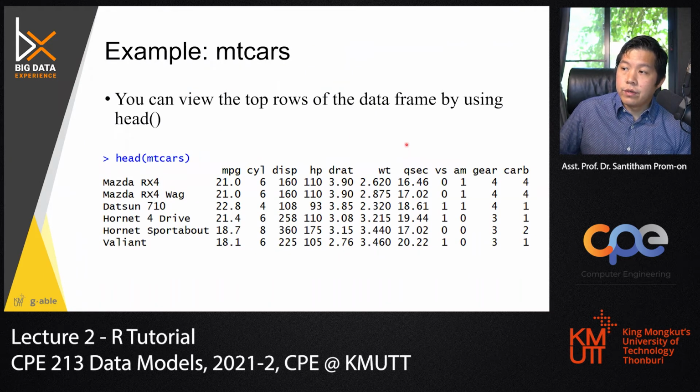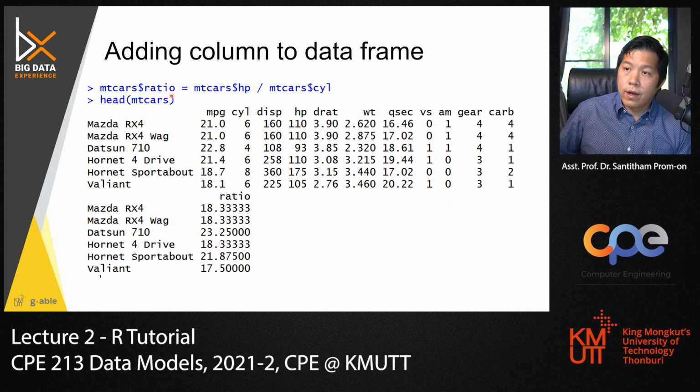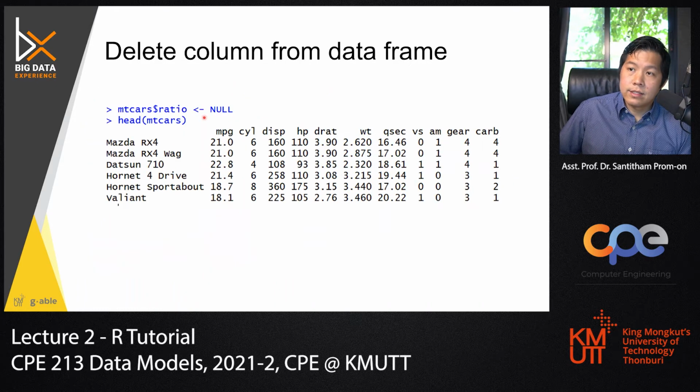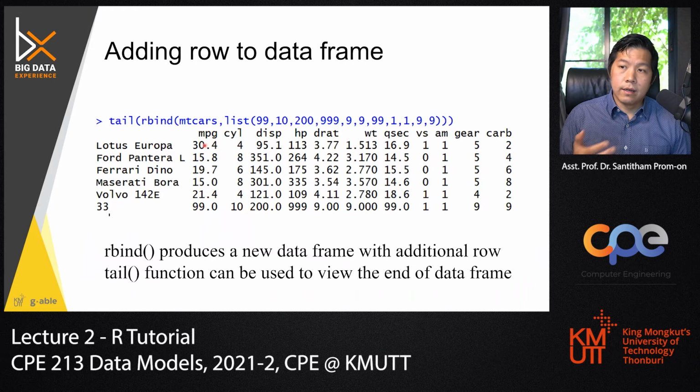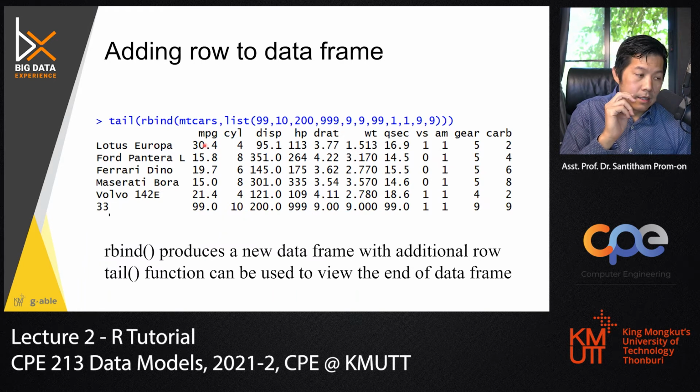Head will give you the first 6 lines, and you can create a new column the same way as a list. Just use the $ sign and the name, and it will create a new one. Deleting, you set it to NULL, and it will delete. Adding or combining is just the same as in matrices, right? There's rbind and cbind, but this is one way. Use rbind and then convert this to a list of the empty card, and it will bind together.